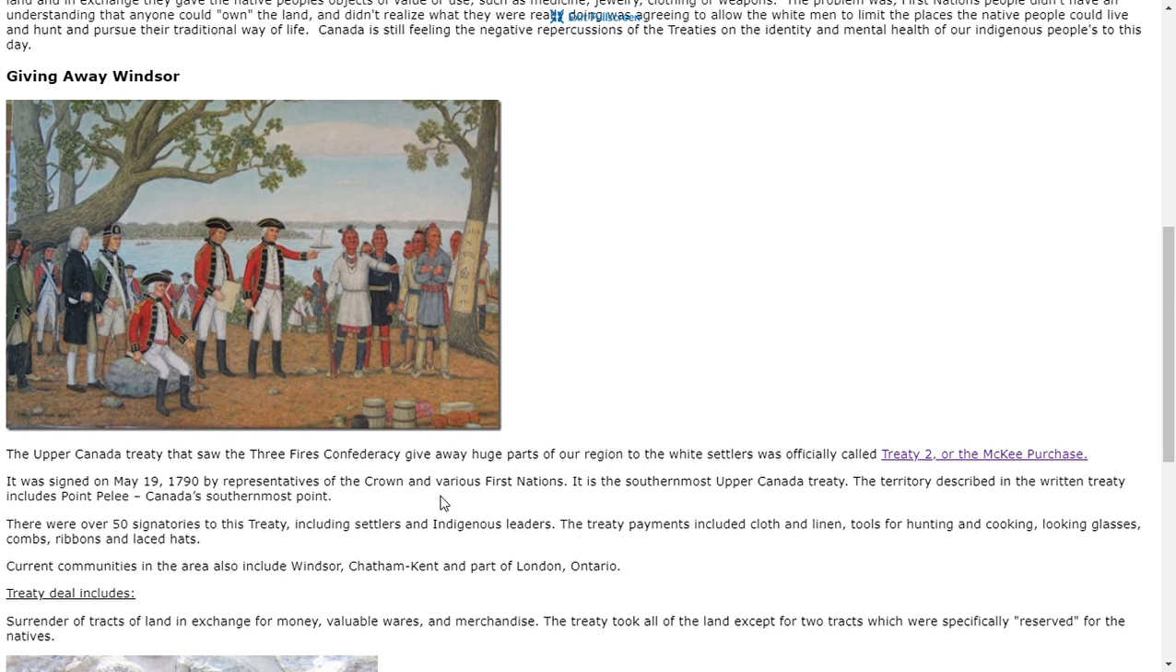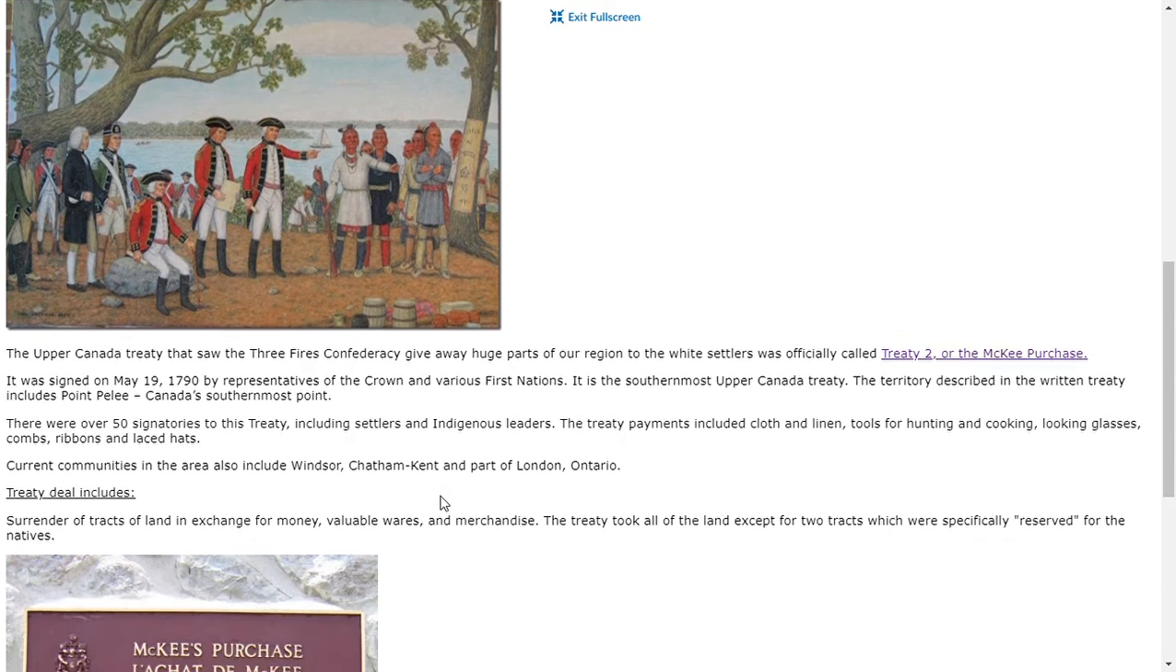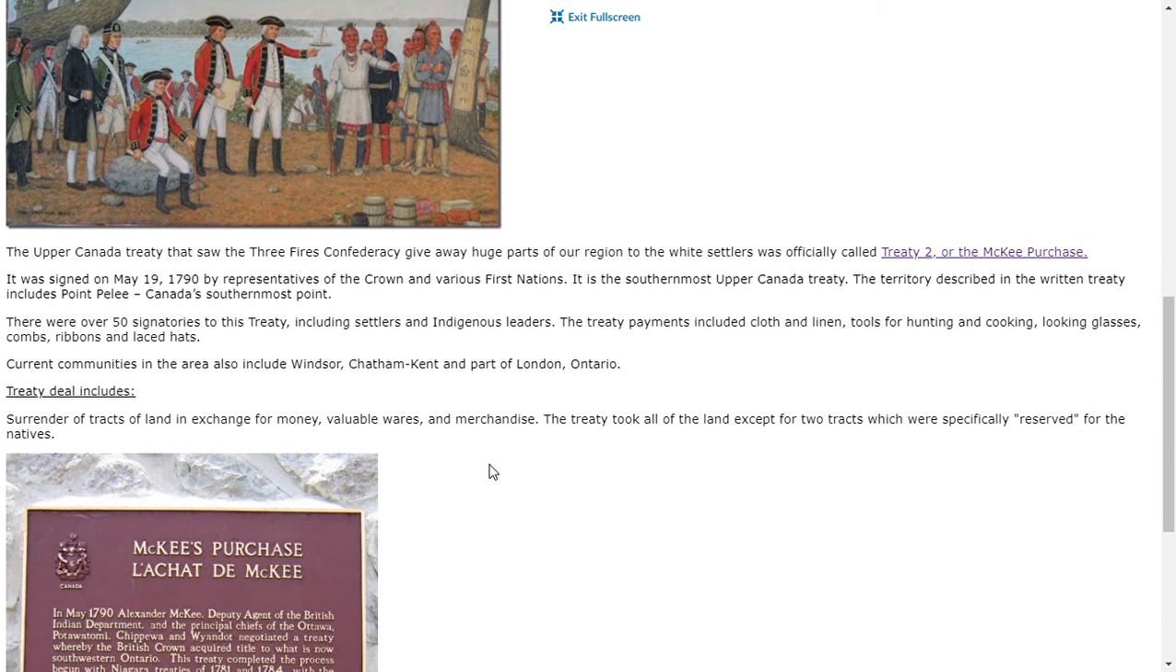The territory described in the written treaty includes Point Pelee, Canada's southernmost point, which many of you may have visited. There were over 50 signatories to this treaty, including settlers and Indigenous leaders. The treaty payments included cloth and linen, tools for hunting and cooking, looking glasses, combs, ribbons, and laced hats. That's what they were given in order to give away the land ownership to the European people. Current communities in the area also include Windsor, Chatham, Kent, and part of London, Ontario, in addition to Point Pelee.